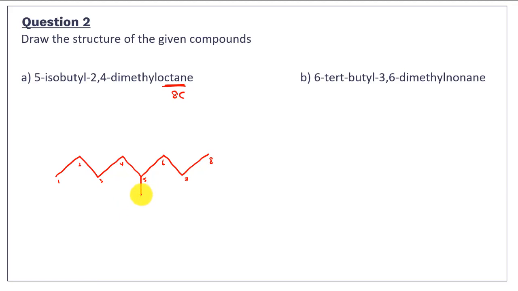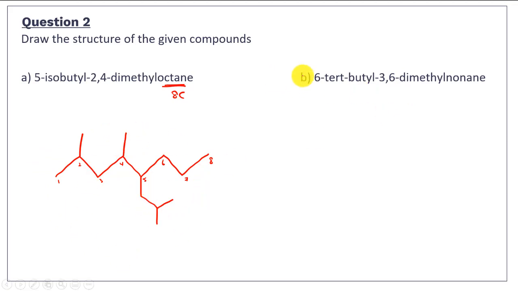Remember that isobutyl has 4 carbons, and at the end, you should have a branching looking like this. So 1, 2, 3, 4, 4 carbons all together. And then at carbon 2 and 4, we have a methyl group. Remember, di means you have 2 groups of methyl. So position 2, 1 methyl group, position 4, 1 methyl group. You may want to convert this one into a condensed formula.